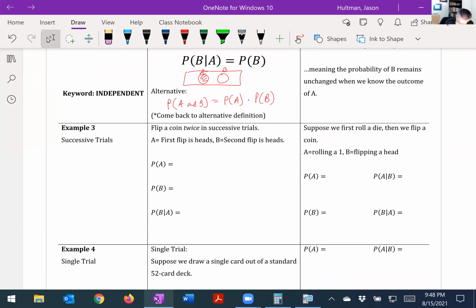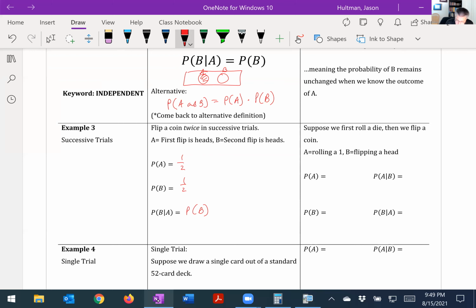So let's flip a coin twice in successive trials. The probability of A, first flip is heads, that's 1/2. Probability of B, second flip is heads, that's also 1/2. Probability of B given A is just the probability of B, which is just 1/2.